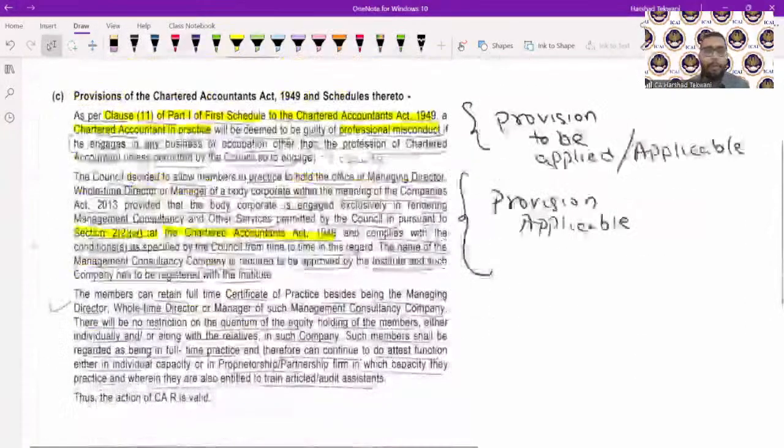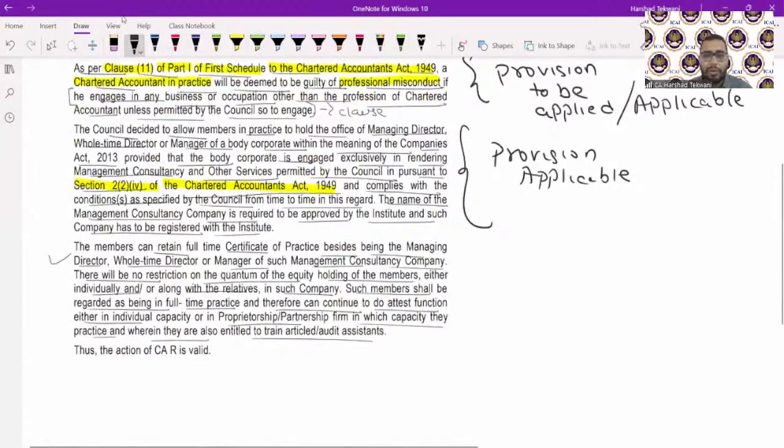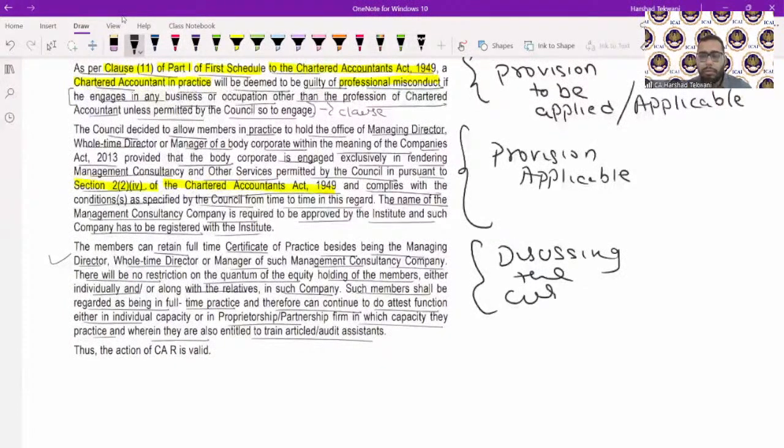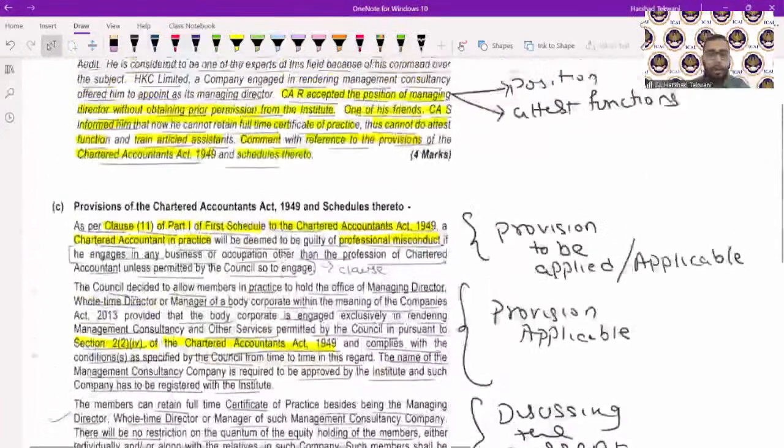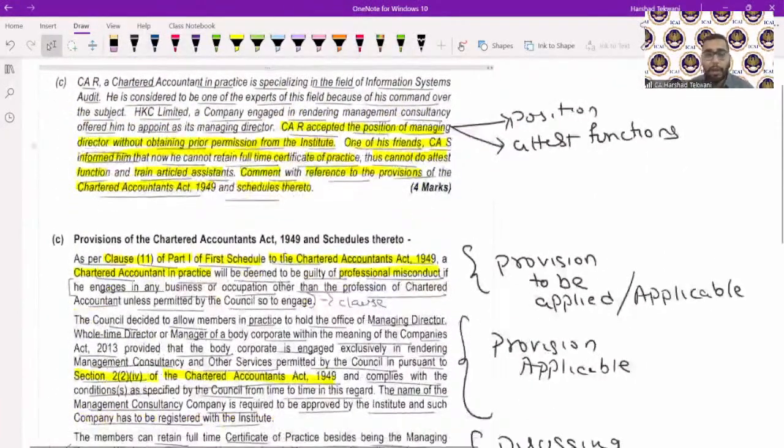And after providing the provisions and after discussing the current scenario, you need to provide your conclusion. Thus, the actions of CA R are valid. See how it goes. Initially, it was appearing okay: he will be held guilty of professional misconduct. By reading the first line, he accepts the position of managing director without obtaining prior permission from the Institute, it appears to be okay.